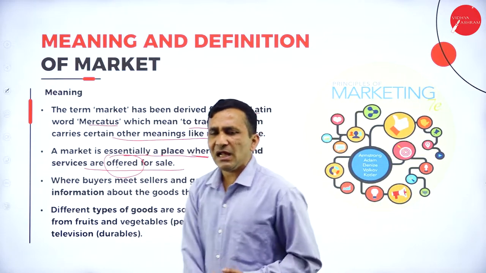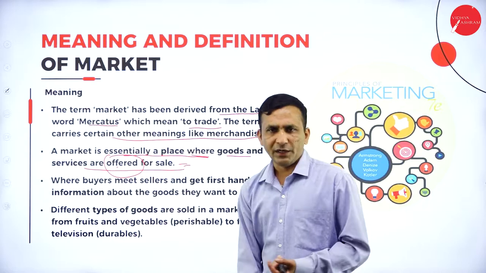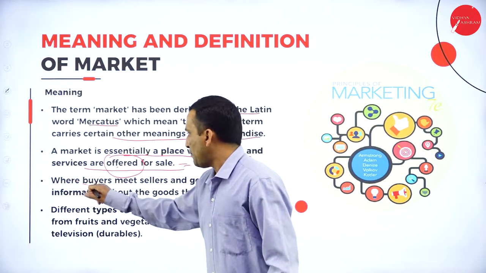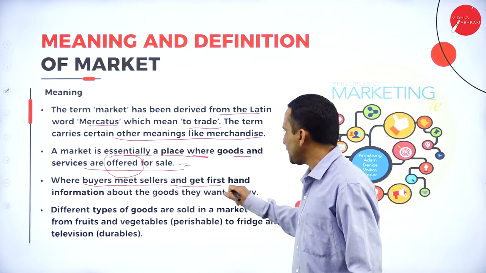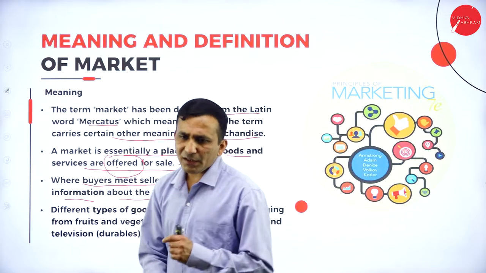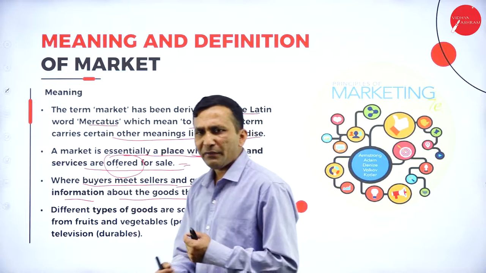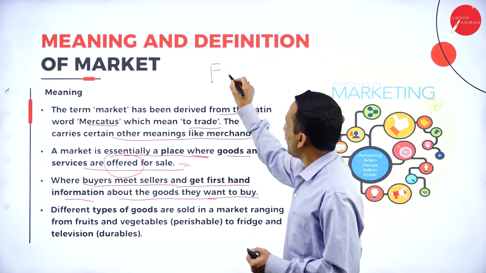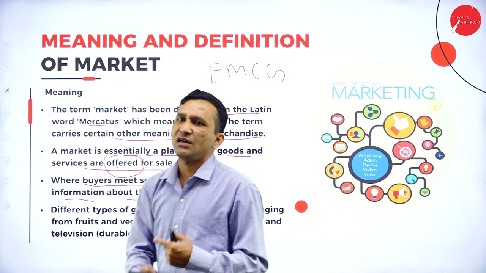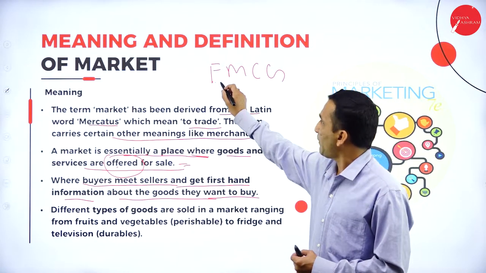When the seller is offering a product, obviously the buyer in front of the seller is very important. The buyer is in the target market audience, your customers you need to find out. Buyers meet sellers and get first-hand information about the goods they want to buy, whether a laptop or an FMCG product. FMCG means fast moving consumer goods, which everyday consumers depend on and purchase again and again. Their movement is very fast.